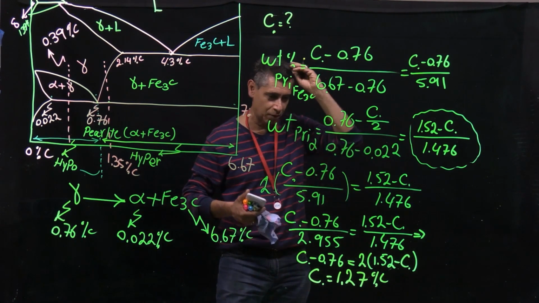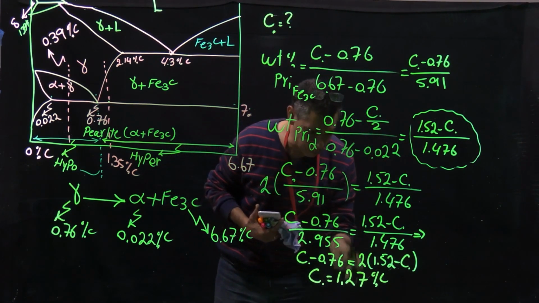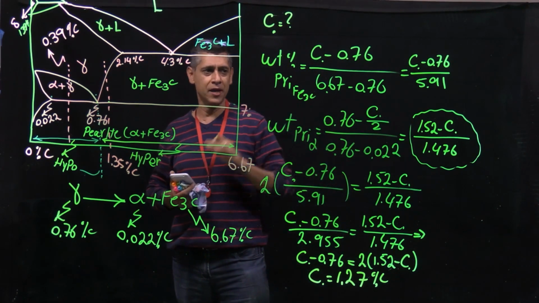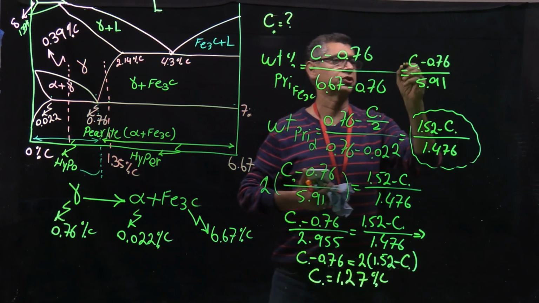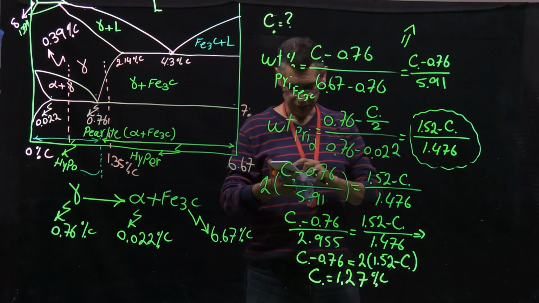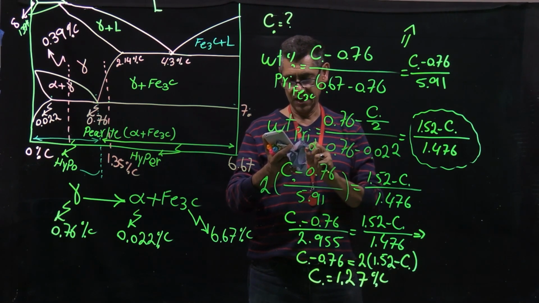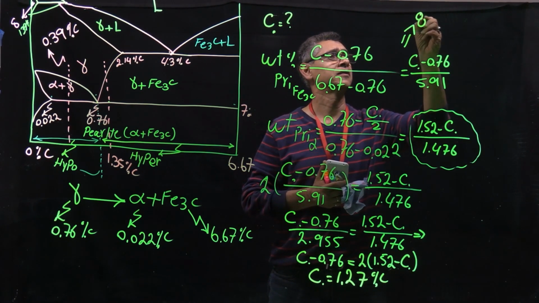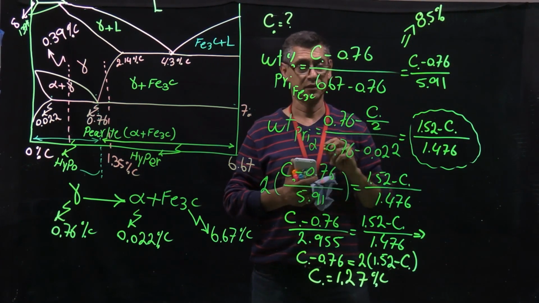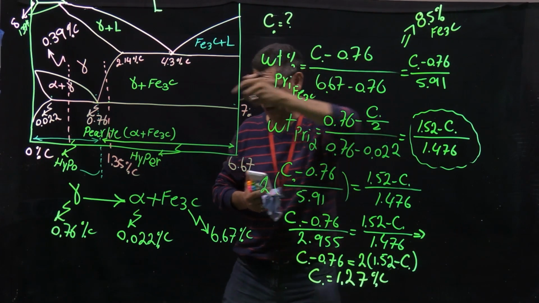Let's do the math here one more time, see if this is correct. I mean, the number is correct, but I want to see if this works out. If I have 1.27% carbon, let me calculate how much is my primary cementite. This is the value here. So I just simplify this. So it's going to be this value minus 0.76 divided by 6.67 minus 0.76. And I have roughly around 8.5% cementite. Primary cementite.